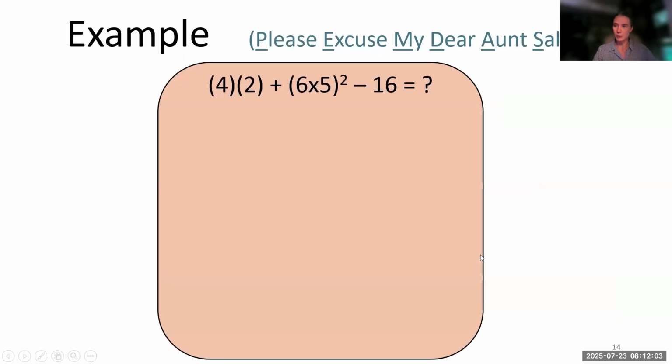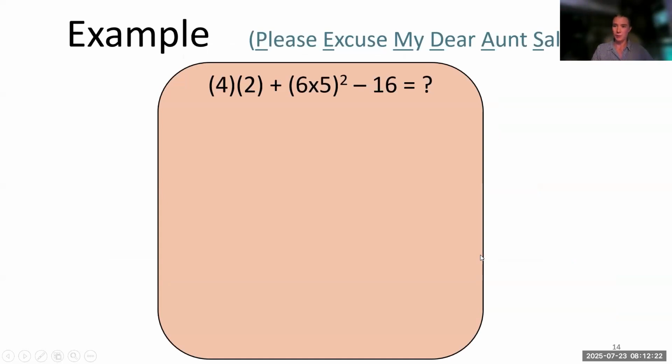Here's an example that we can work with. We've got 4 times 2 plus, in parentheses, 6 times 5 squared. So that's that exponent that I talked about, that little guy in the upper right-hand corner, minus 16. So then what do we get? How do we approach this equation?